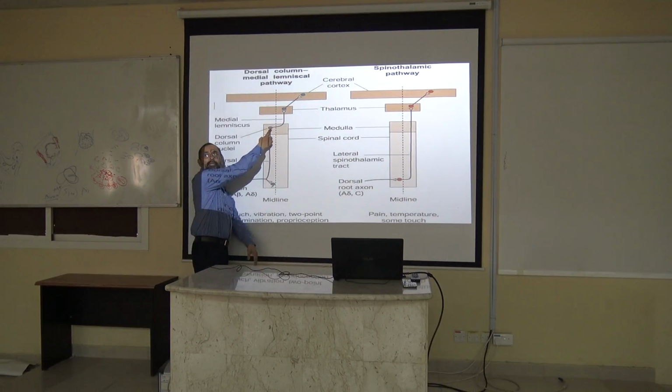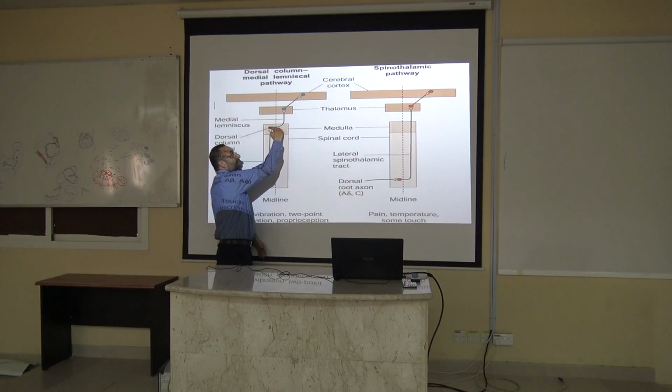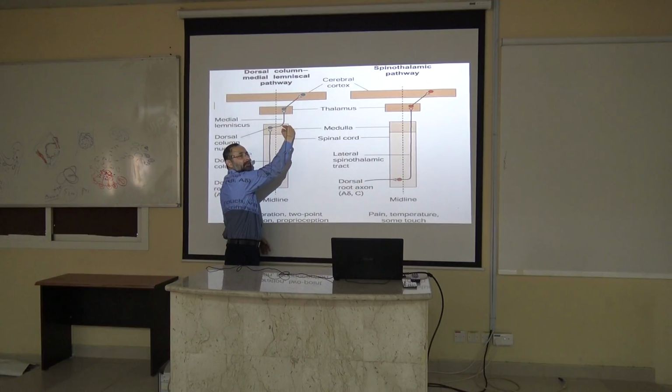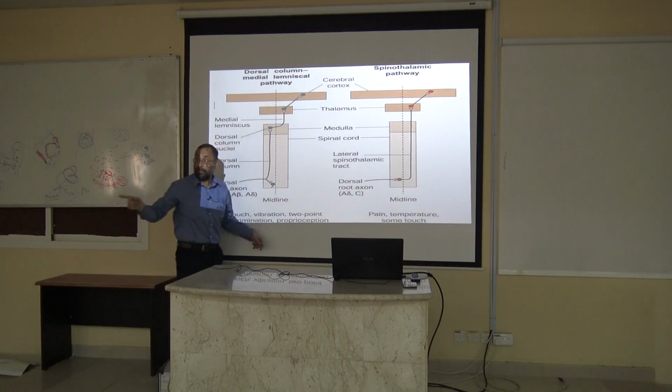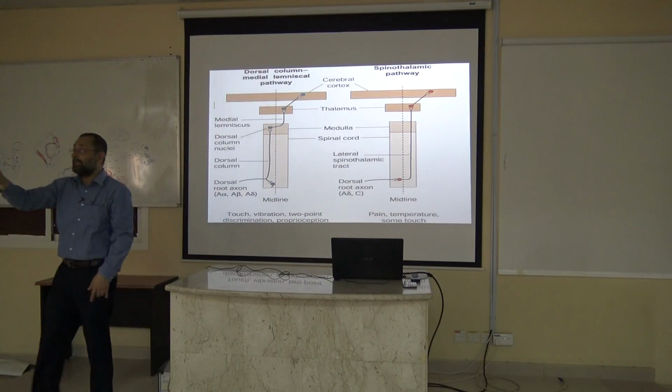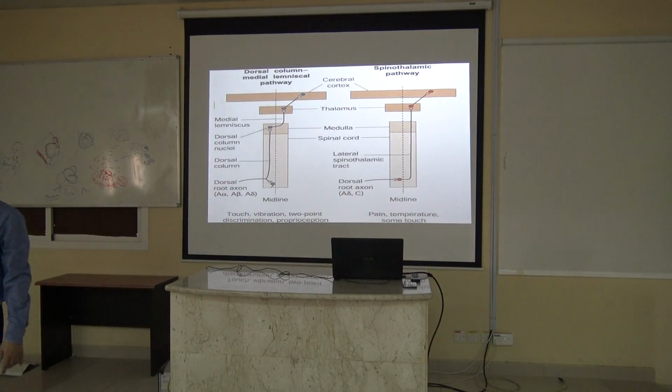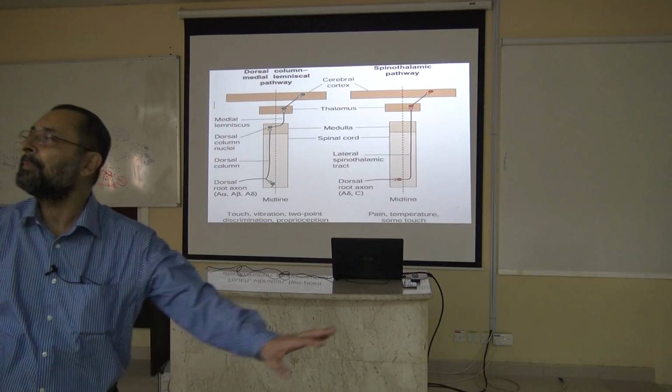First synapse is present here. This is the second order neuron of the pathway. The axon of the second order neuron crosses over to the opposite side and forms the lemniscus called the medial lemniscus. That goes up. Medial lemniscus finishes in the thalamus, and in the thalamus the third order neuron is present. The third order neuron axon now starts and it will go on the same side and finishes in the cortex, and this completes the pathway.